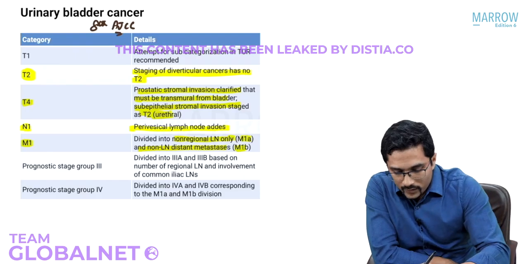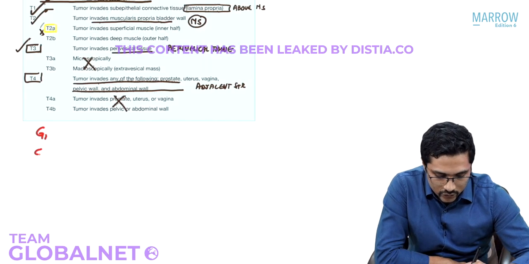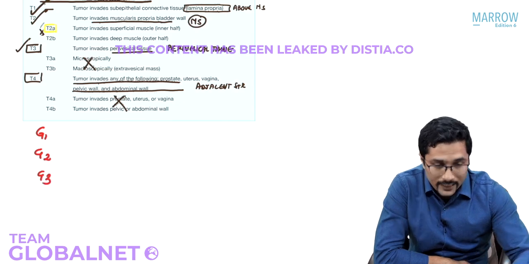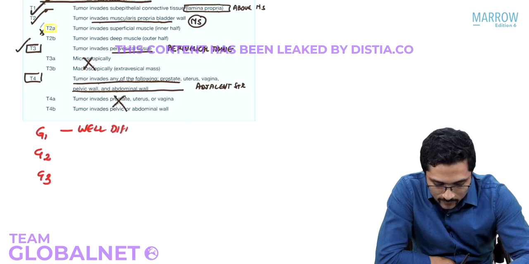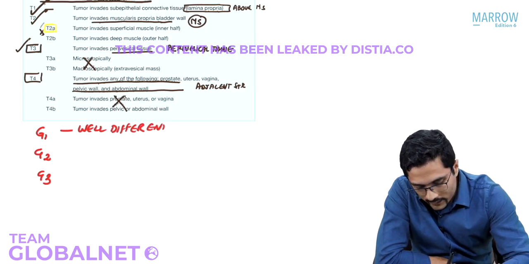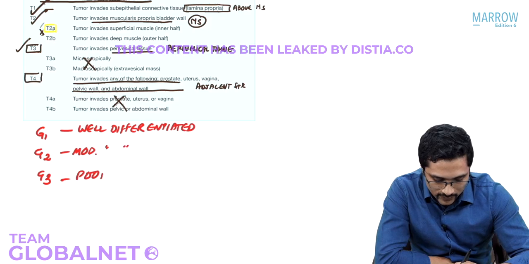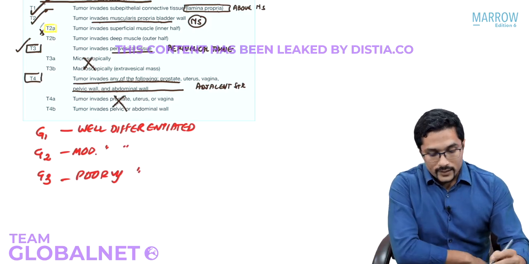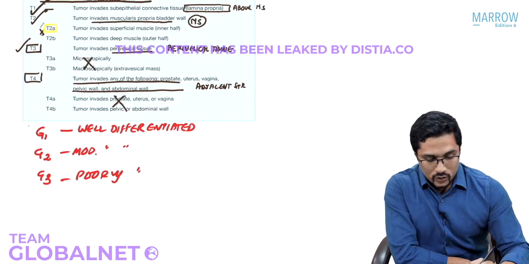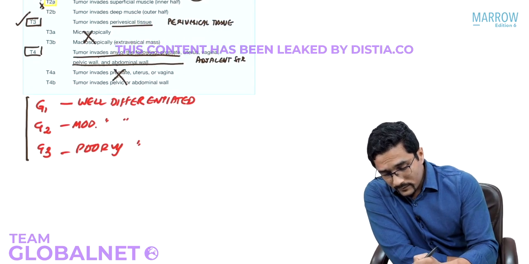Another thing which I want you to remember, that in bladder cancer you can also have G1, G2 and G3. The grade is also important. G1 is a well differentiated tumor. G2 is moderately differentiated and G3 is poorly differentiated tumor. Right, so this is the grading. Also, you should remember it for the exam. So we've discussed the staging of bladder cancer.